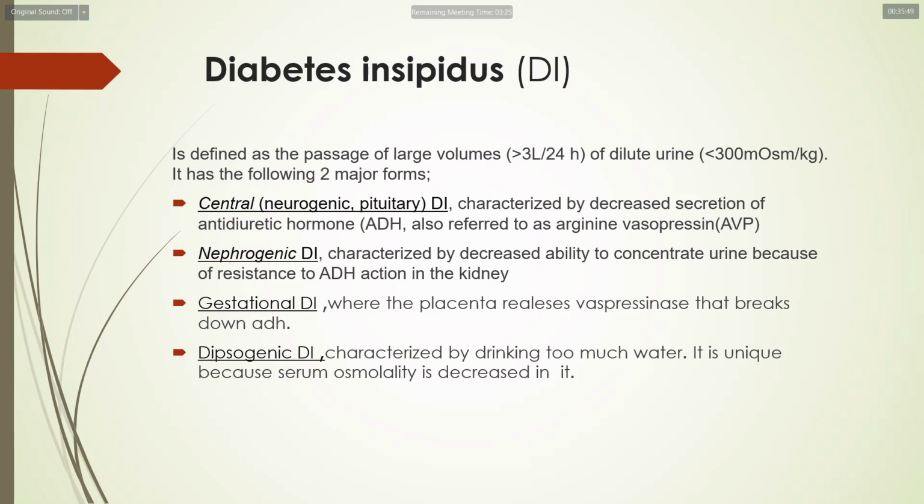والنوع الثاني اللي هو النفروجينيك دي اي. النفروجينيك دي اي المشكلة مش بالاي دي اتش، المشكلة يا باستقبال الاي دي اتش، أو ممكن تكون يعني بالكدني، أو ممكن تكون الاكوابورنز صار فيها ميوتيشنز أو شيء يمنعها من انها تنقل المي أو يخرب عليها هاي الوظيفة، وبيكون characterized زي ما احنا كاتبين by decreased ability to concentrate urine because of resistance ممكن كمان to ADH action in the kidney. والنوع الثالث اللي هو gestational DI.